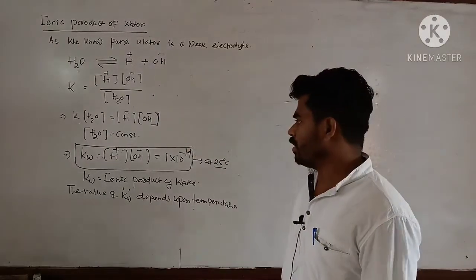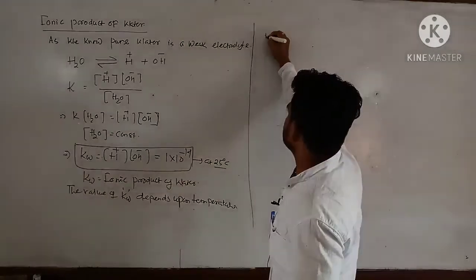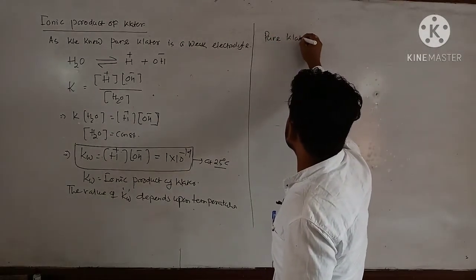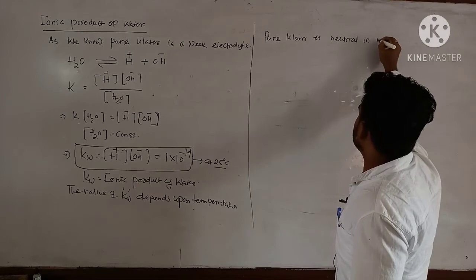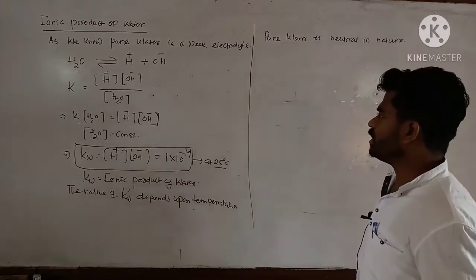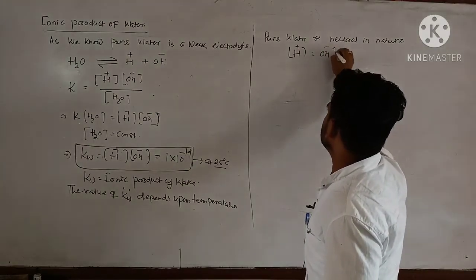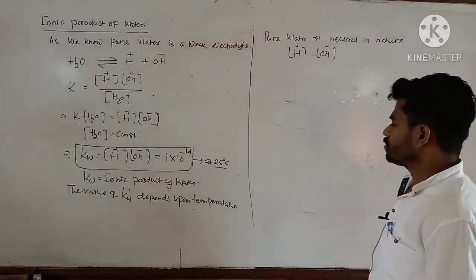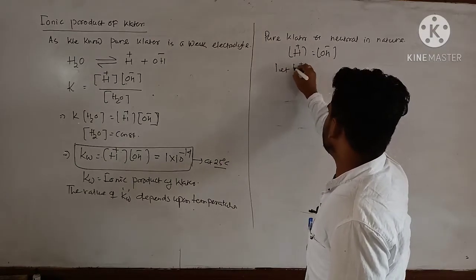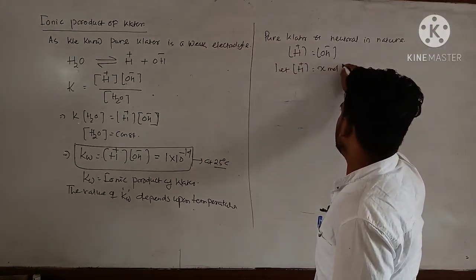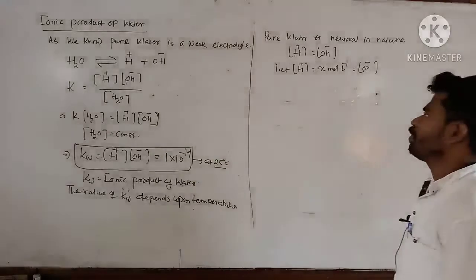Now as you know, pure water is a neutral solution. So neutral in nature means the concentration of H plus ion is equal to the concentration of hydroxyl ion. Am I right? So if I write the expression for Kw, let the concentration of H plus ion be X mole per liter, which is equal to the concentration of OH minus ion for pure water.